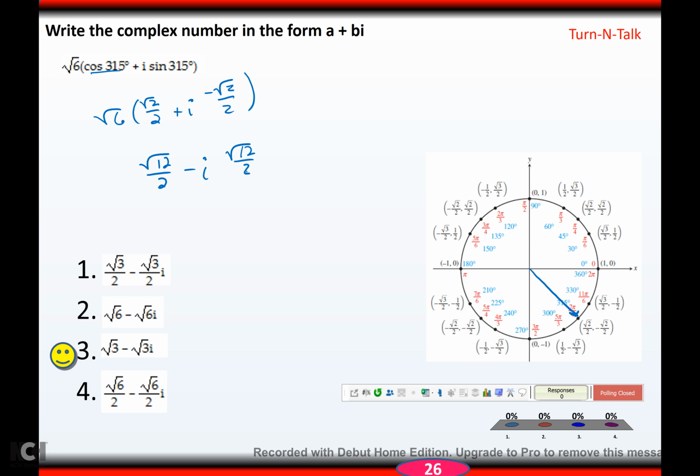If I simplify that, 12 divided by 2 is 6, divided by 2 is 3. That's 2 square roots of 3 over 2, minus i, 2 square roots of 3 over 2. The 2's cancel. And I have the square root of 3 minus i square root of 3. They put the i at the back, same thing.